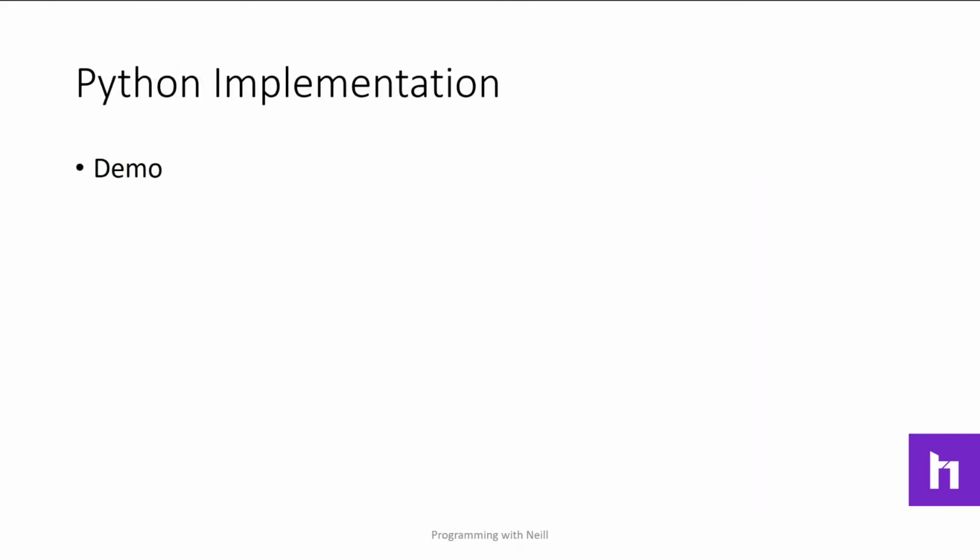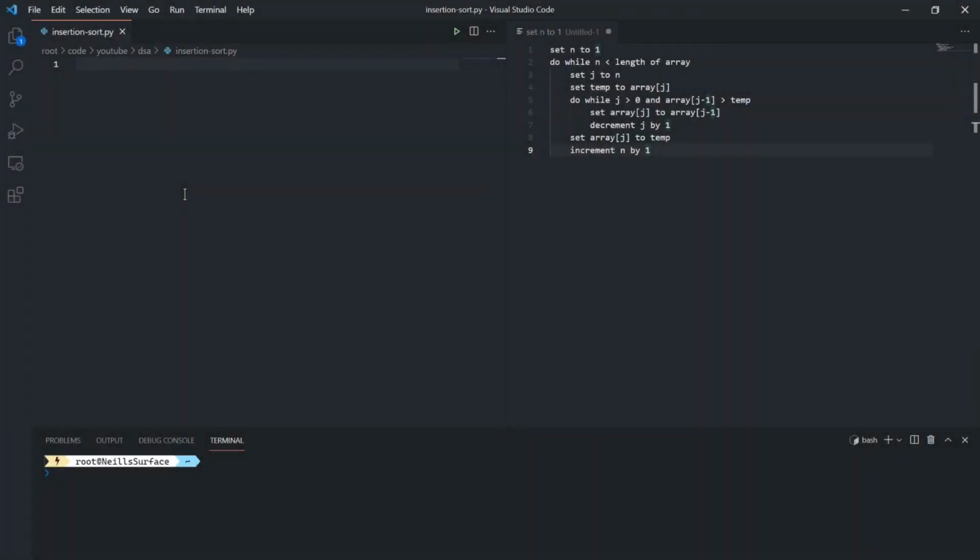Now I'll give you a demonstration of how to implement the insertion sort using Python. On the left, I have a blank Python file, and on the right, I have my pseudocode. For the outer loop, I'm going to use a for loop, which means I do not need to increment n manually. And for the inner loop, I'm going to use a while loop, which means we're going to be incrementing j manually. The first thing, I'm going to write a function and call it insertion sort.